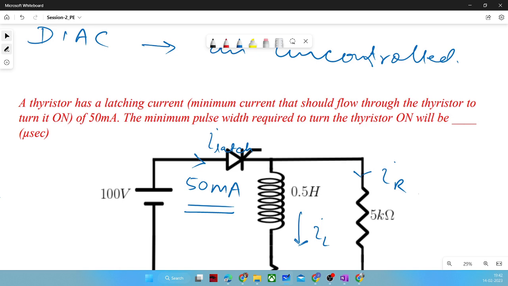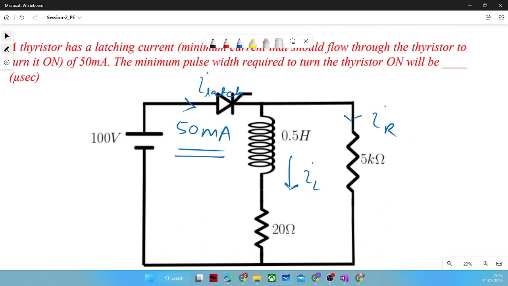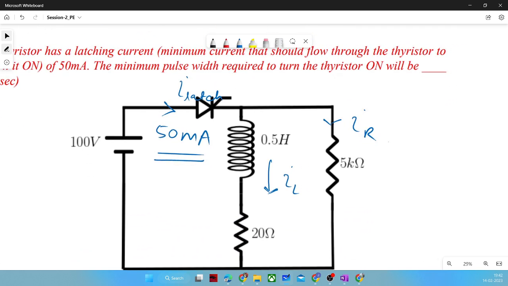In that case, 100 by 20 ohm. 100 by 20 ohm, definitely. That would be your initial current, because please try to recall your transient concepts, what used to happen. That is the final current. Yes, that's the final current. Did I say initial current? Yeah, you said initial current. Oh, okay, sorry, my bad. It will be the final current.